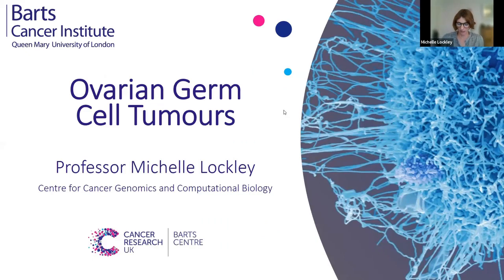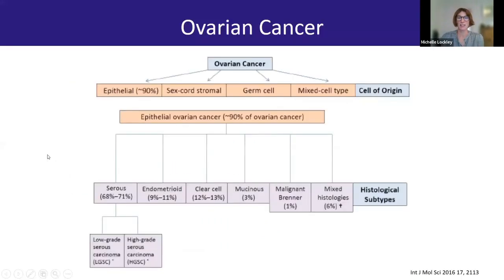Okay, so I'm going to talk to you today about ovarian germ cell tumours. As you are probably aware, as with all tumour types, there are a large number of different histologies that happen in the ovary. The malignant histologies that happen in the ovary are mostly epithelial. That's the overwhelming majority of what you'll see clinically.